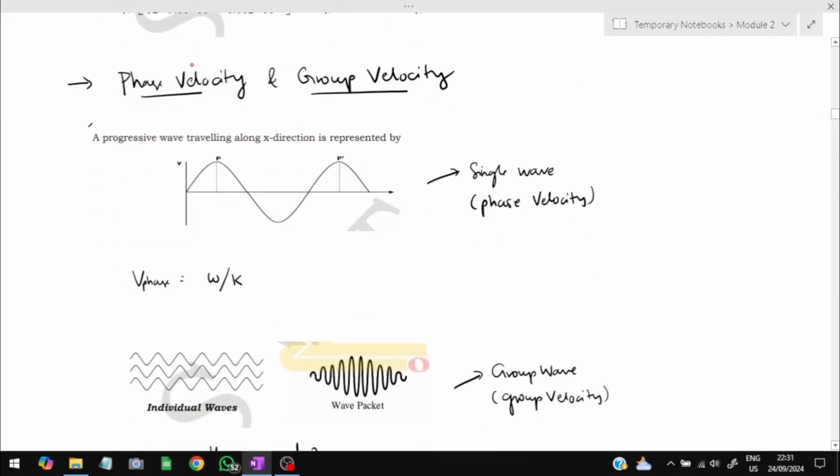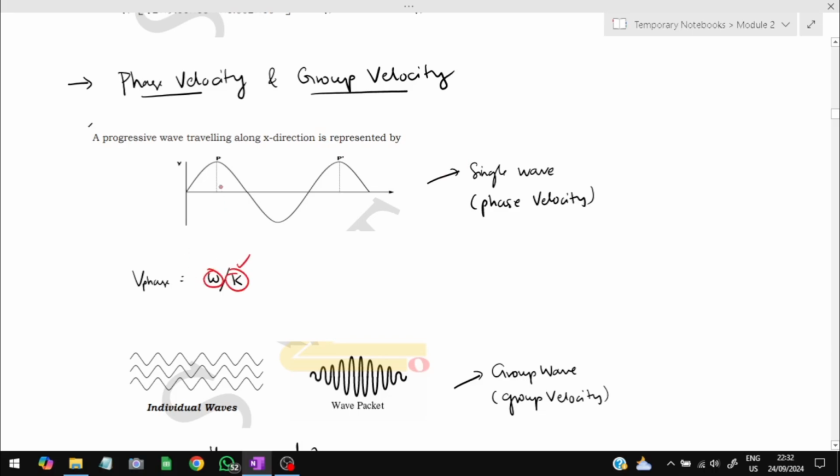Next we have phase velocity and group velocity. What is phase velocity? Whenever an electron is traveling in a direction, it will have a wave property, right? So this is the wave which is given here, and this is the x direction. In this wave, there is a high peak shown as P, and here it is P dash. So this single wave has a velocity, which is called the phase velocity, and it is given by w by k.